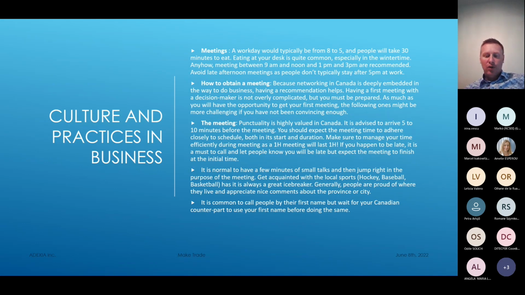Meeting. So when should you organize a meeting? As I mentioned before, typically a work day is from 8 or 9 to 5, and people take about a 30-minute break. A lot of people are eating at their desk, especially in the winter, where it's not super exciting to go for a walk outside. So when you organize a meeting, try to schedule it anywhere between 9 and noon and from 1 to 3 p.m.